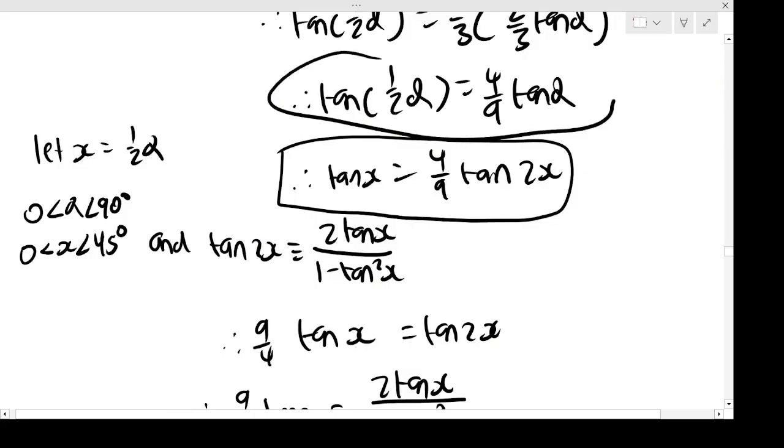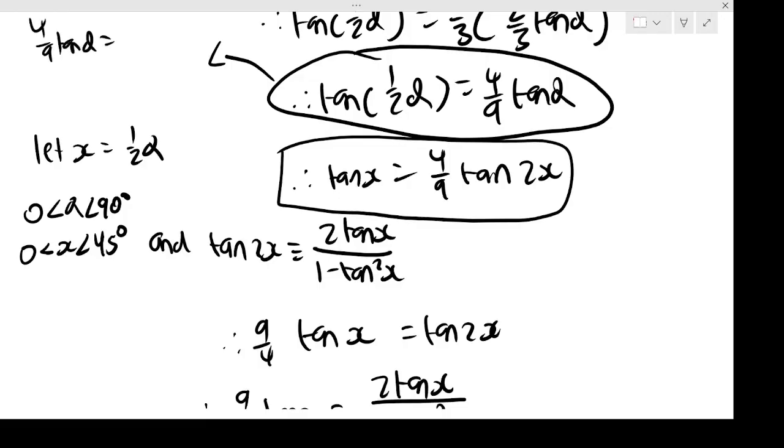we have tan of a half alpha is 4 over 9 tan alpha. But hang on, isn't tan of a half alpha a third? So if tan of a half alpha is a third, that means 4 over 9 tan alpha is a third. So if I rearrange this, dividing by 4 over 9, tan alpha is just 3 over 4.